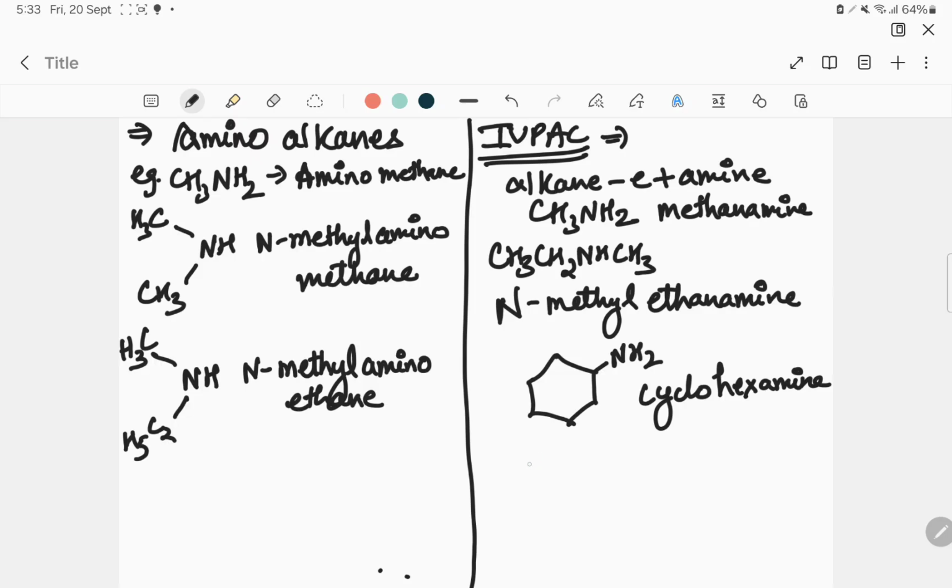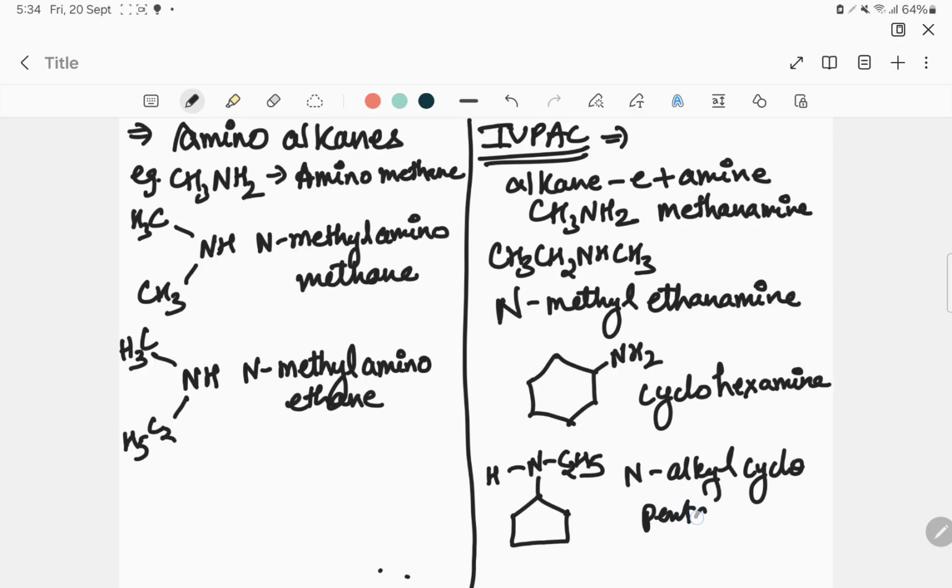We have a cyclic compound which is secondary. The smaller will be taken as the alkyl, and 5 carbon atoms are present in the chain, so cyclopentanamine. So this is how we name according to the IUPAC nomenclature.